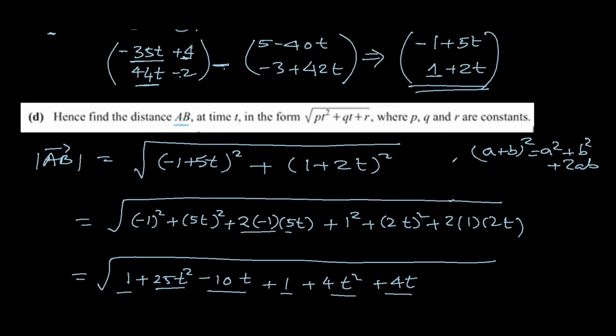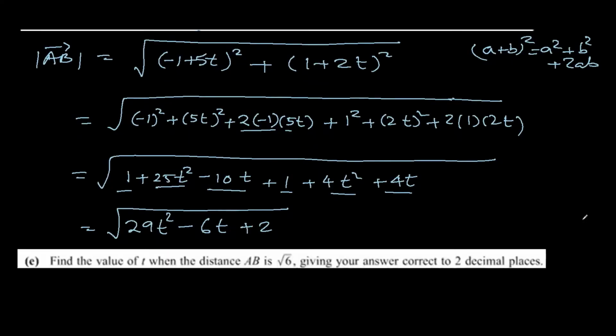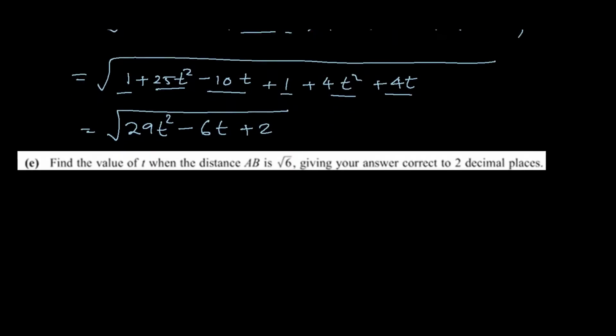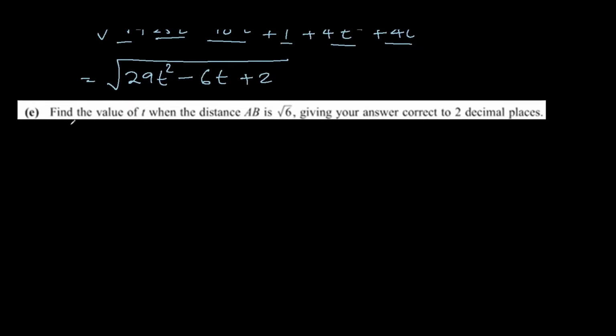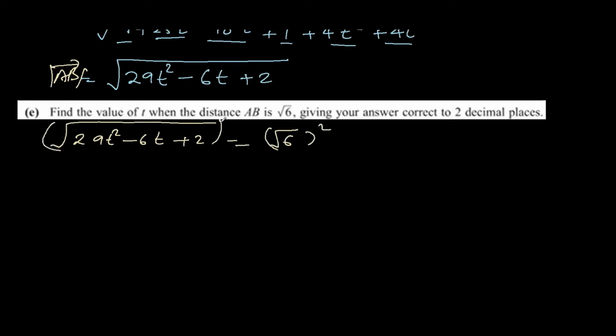Okay, this is the format they want. And they have one more part of this. Wow, they are trying to challenge us. Find the value of t when the distance AB is square root 6, giving your answer to 2 decimal places. So the square root of 29t squared minus 6t plus 2 is equal to square root 6. So square both sides, so the square roots are cancelled out.